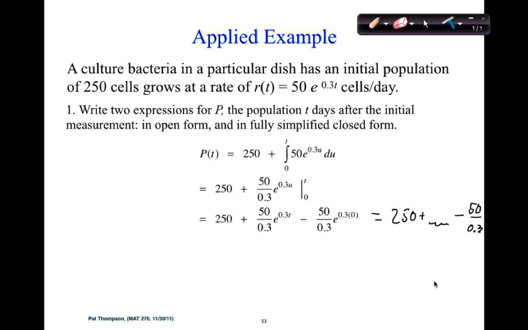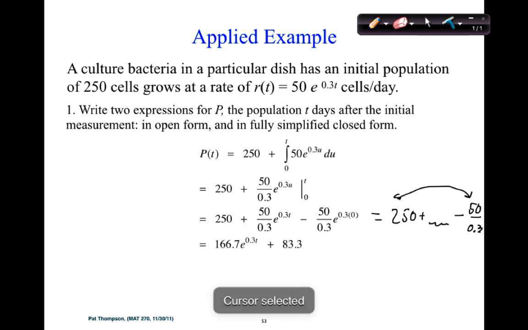Cosine is another example. Cosine of 0 is not 0, right? So now these are both constants. We can join these together. We can take 250 minus 50 over 0.3 and simplify that. And we get this part, 50 over 0.3 e to the 3t, plus 83.3, not plus 250.